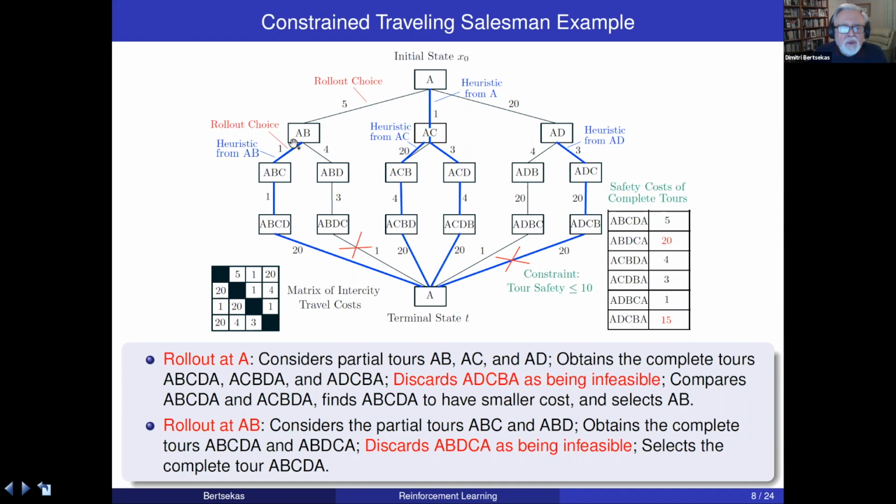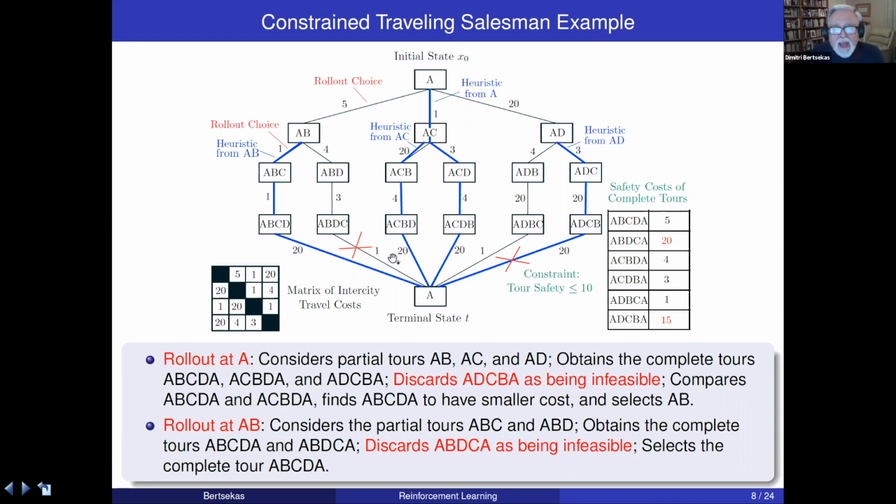This is the rollout choice at AB, this is the rollout choice at ABC, this is the rollout choice at ABCD. And we have reached the terminal state, and we have the rollout trajectory. Okay, is this clear?